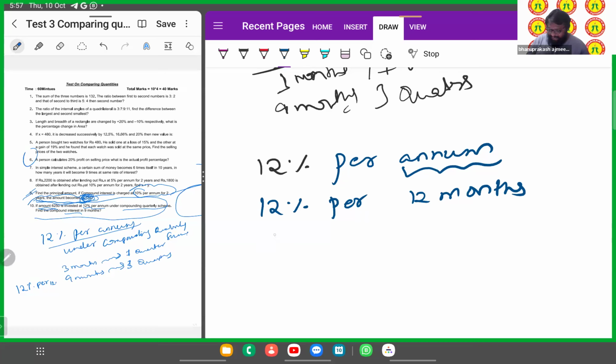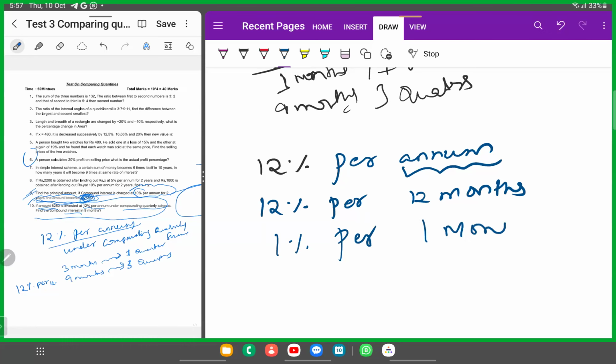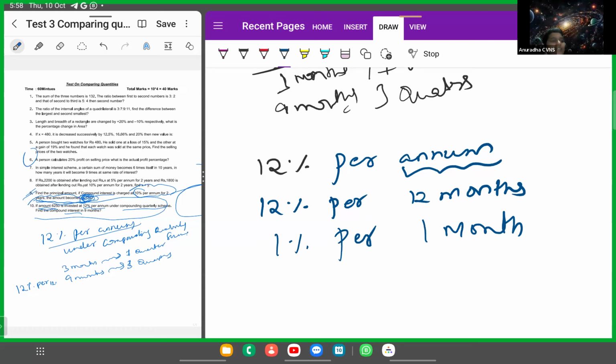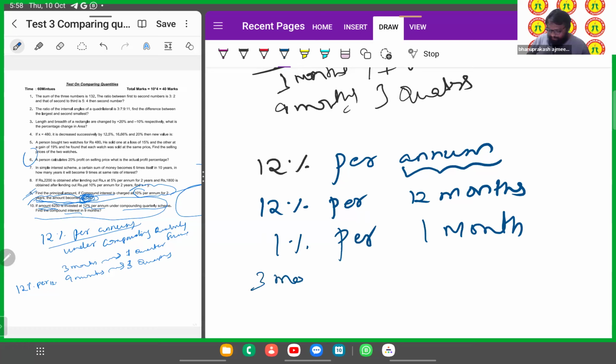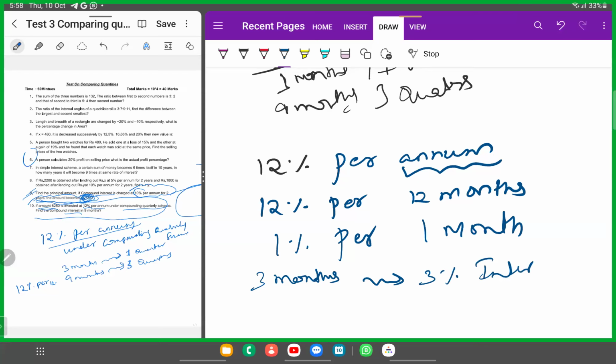So from this, can I tell you that it is 1% for 1 month? 1% per 1 month. Yes, sir. Will you agree with me? So for 3 months, how much it will be? 3%, right? Interest. Yes or no? Yes.